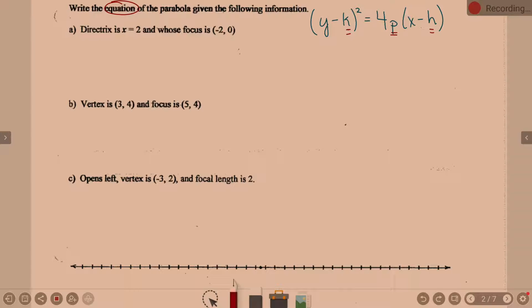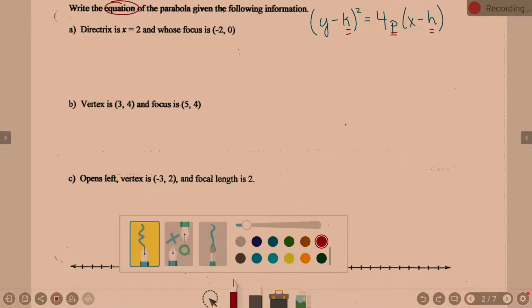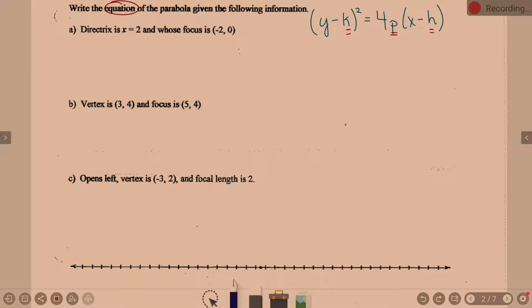Now, let's see. Connor was talking about the focus being negative 2, 0, right? And again, there's a couple of different ways we can look at this, but the focus being negative 2, 0 will help. The directrix being x equals 2 will help. And actually on this one, I like to draw a picture on some of these. Because if you're struggling to know, I'm going to sketch a little picture here that I think will also help.